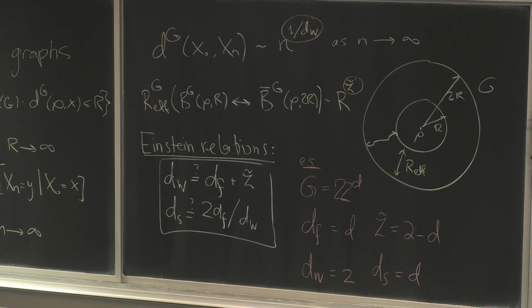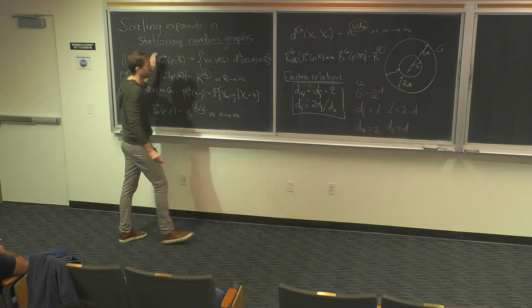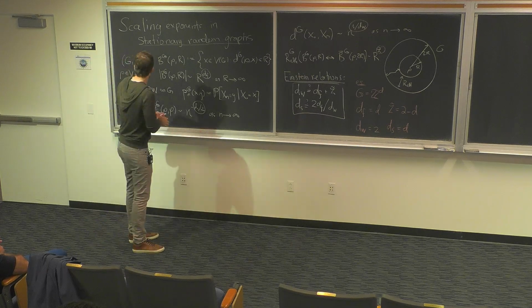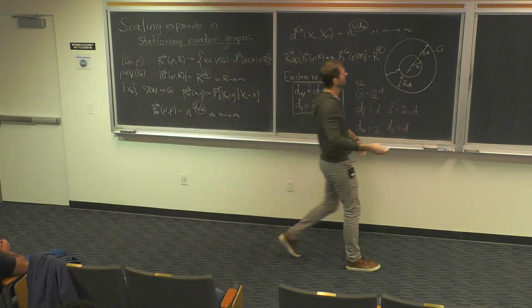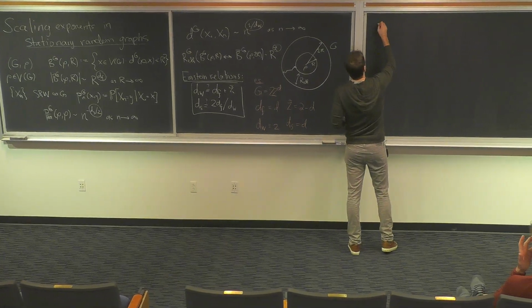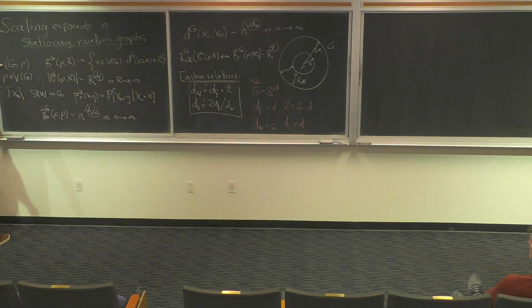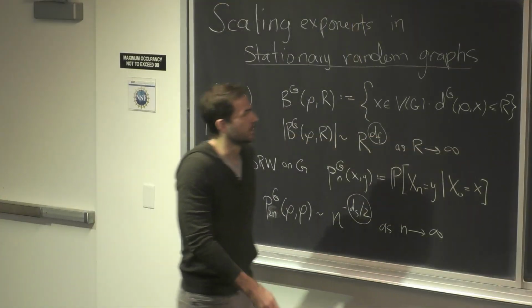And now I want to tell you about the setting where I want to be able to say something about them, and that's stationary random graphs. Okay, so let me tell you what a stationary random graph is. Over here, I didn't say it, you can't tell just by looking at it whether this is a random graph or not. But here, let's say the graph was fixed. Now I want to consider a random rooted graph.